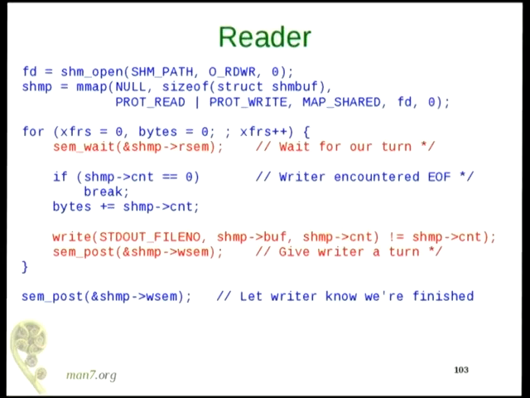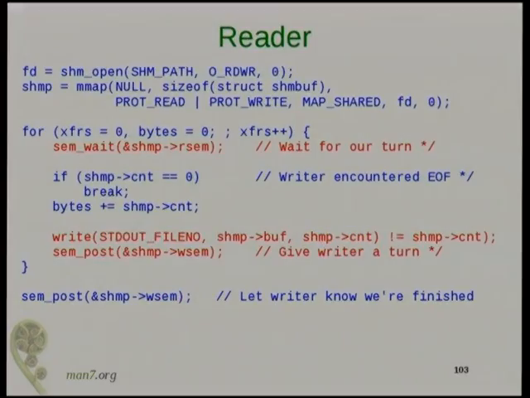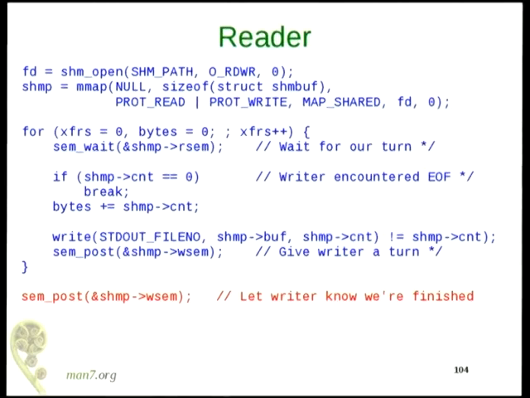The reader is a similar sort of thing, but in reverse. It opens an existing shared memory object, maps it into memory, and then goes into a loop where it waits for its semaphore, and then it writes data from the buffer, count bytes. Oh, that's a little typo there as well, sorry. I was trying to trim out all the error handling code, and I just missed trimming out that piece. And then it tells the writer, it's now your turn.